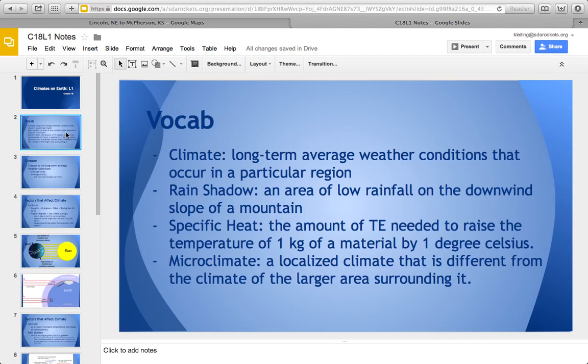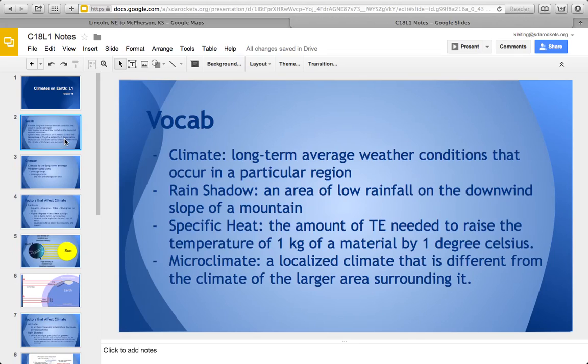So, climate is a long-term average of weather conditions that occur in a particular region. Rain shadow is an area of low rainfall on the downwind slope of a mountain. Specific heat is the amount of thermal energy needed to raise the temperature of 1 kilogram of a material by 1 degree Celsius. And a microclimate is a localized climate that is different from the climate of the larger area surrounding it.